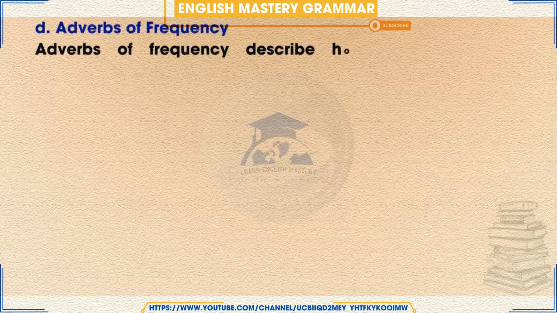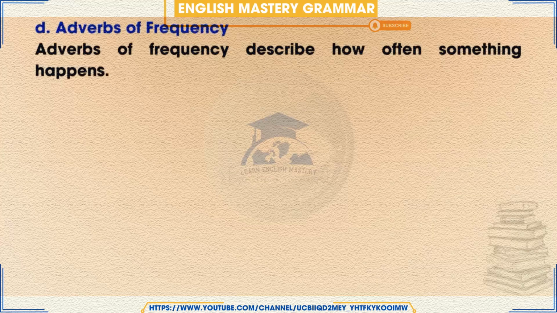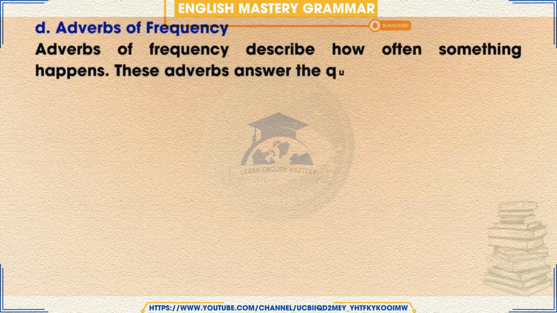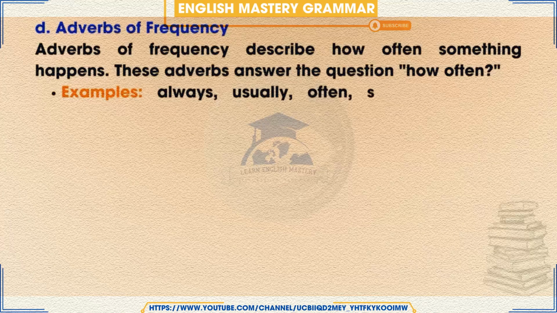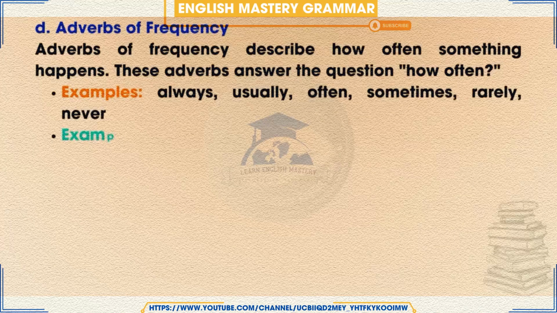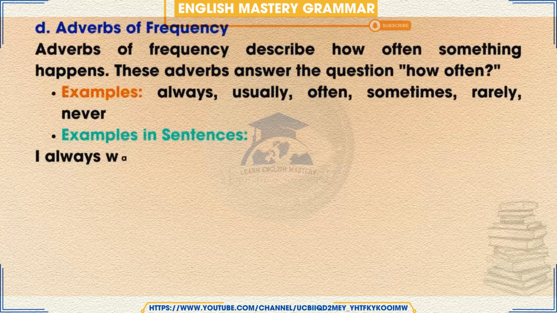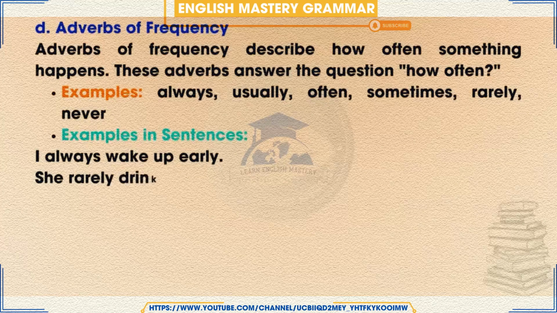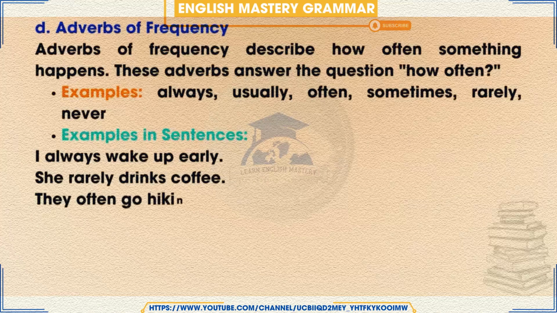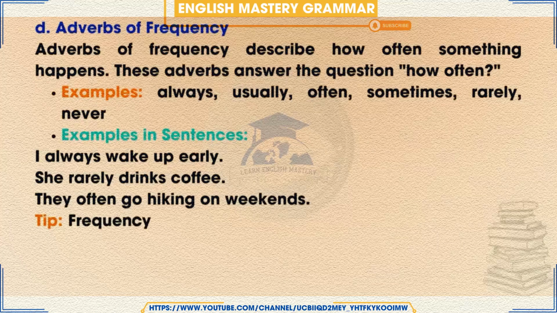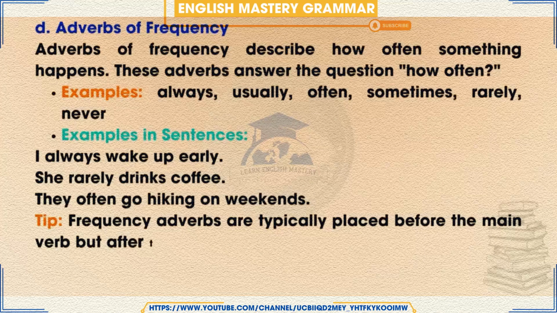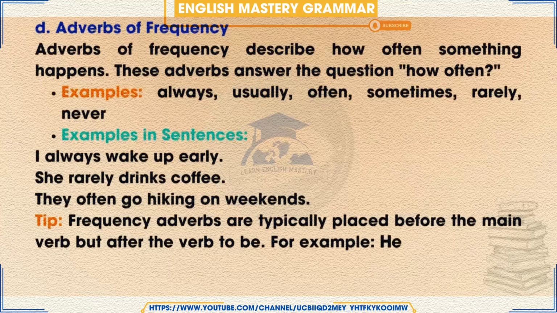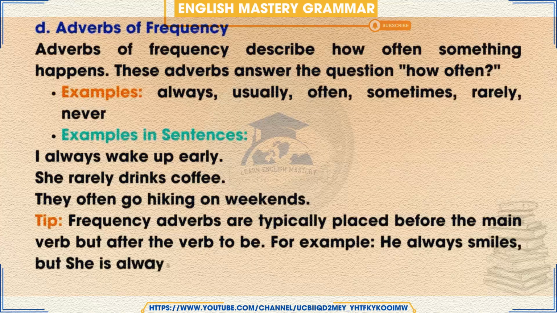D. Adverbs of frequency. Adverbs of frequency describe how often something happens. These adverbs answer the question, how often? Examples: always, usually, often, sometimes, rarely, never. Examples in sentences: I always wake up early. She rarely drinks coffee. They often go hiking on weekends. Tip: frequency adverbs are typically placed before the main verb, but after the verb to be. For example, he always smiles, but she is always kind.